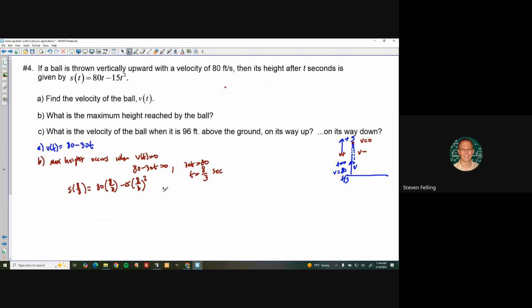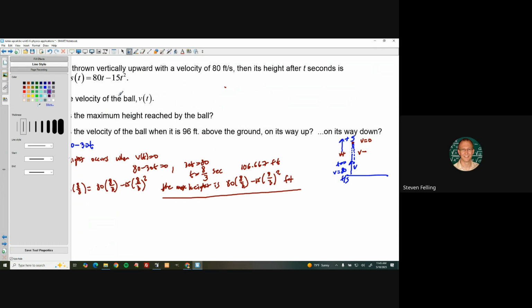So I'm going to say the max height is 80 times 8/3 minus 15 times 8/3 squared. But we have to have units, and units here are in feet. So you can report this as the answer. If you do simplify it, it turns out to be 106.667. If you simplify, on a calculator part you're required to write the number accurate to within 3 numbers after the decimal.